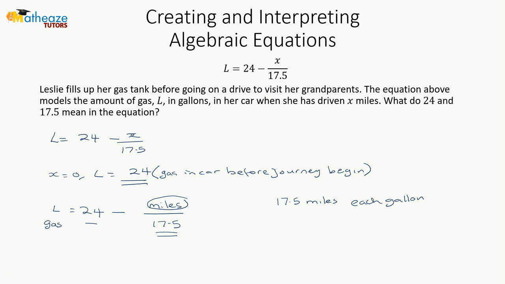Now, how can we prove that? If we make the number of miles the same as 17.5, it means that the number of gallons will go down by 1. So every 17.5 miles, we lose a gallon of gas. That's really what 17.5 represents. So 17.5 is the number of miles per gallon, and 24 is the starting amount of gas in Leslie's vehicle.